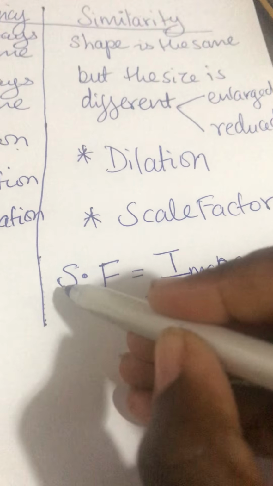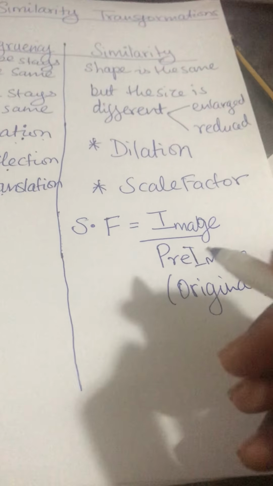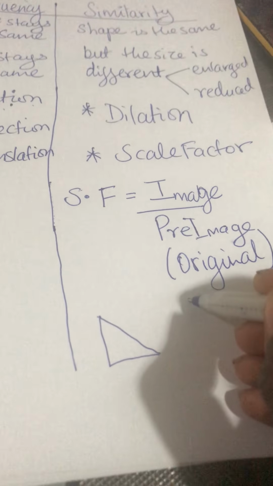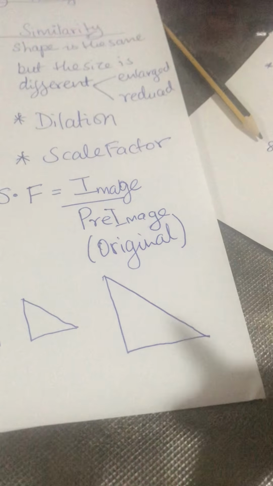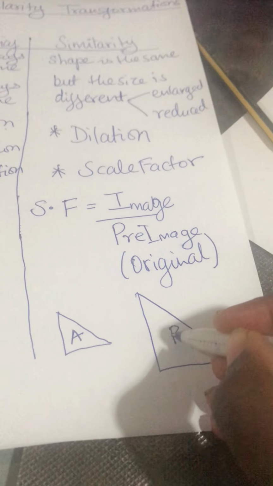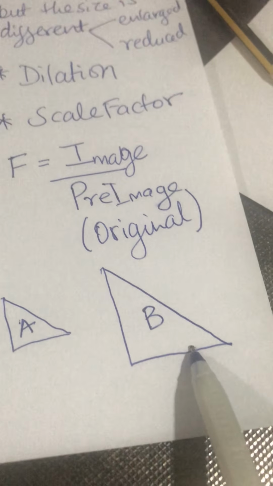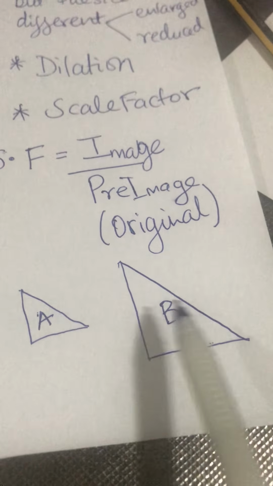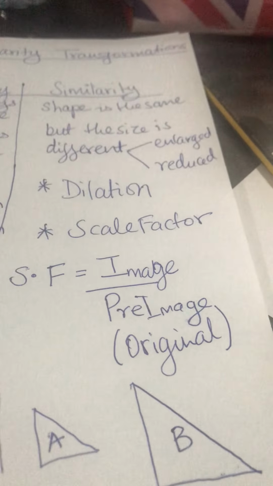Now, again, I have said similar figures have to be the same shape, but different sizes. So, triangle A is similar to triangle B because they are both triangles. They look the same, but they are different sizes. Okay? We move on.